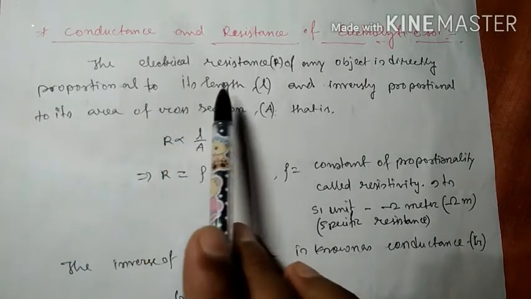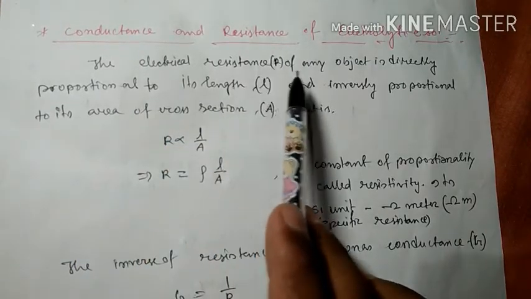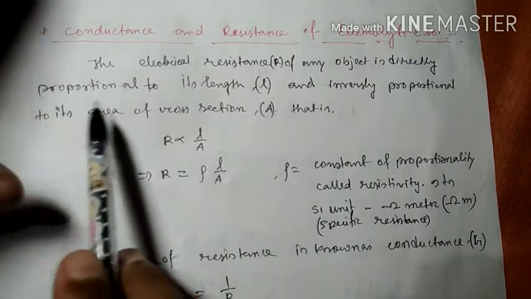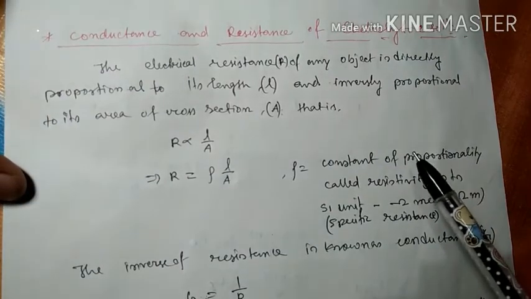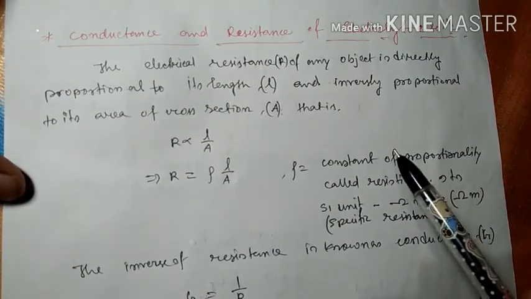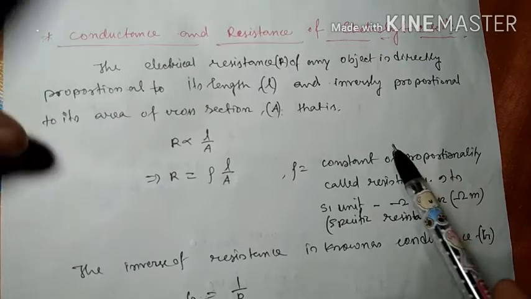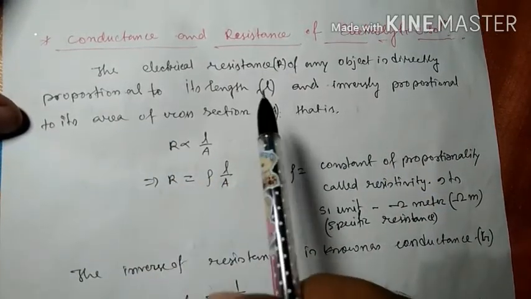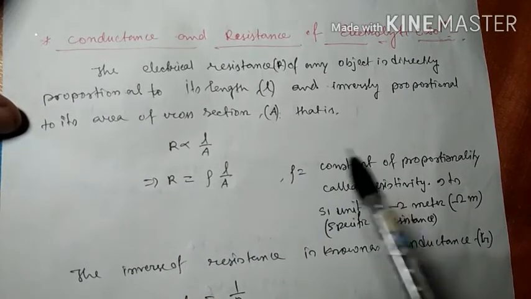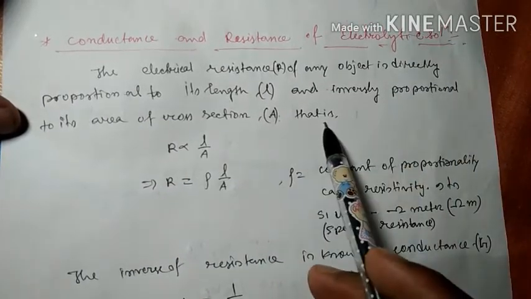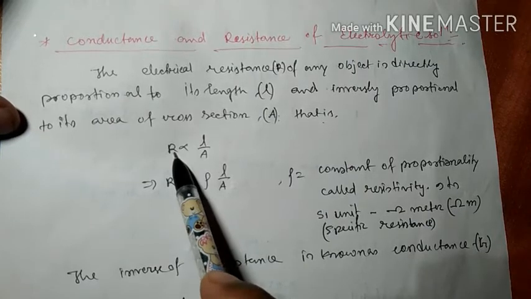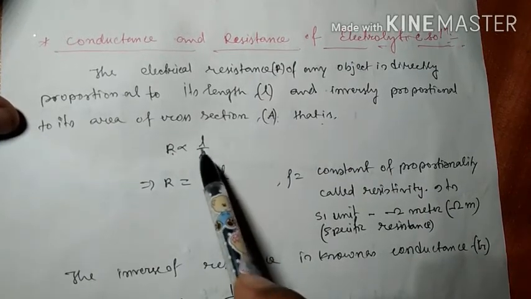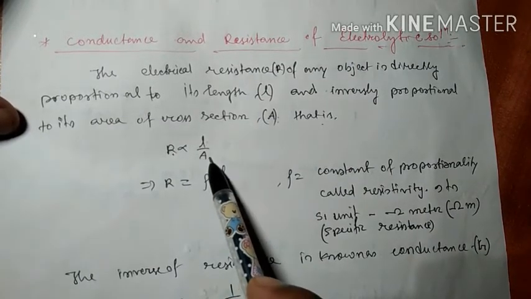The electrical resistance R of an object is directly proportional to its length. That means the more the length, the more the resistance, and it is inversely proportional to the area of cross section. That means how thick the object is. So resistance is proportional to L by A. L is directly proportional, A is inversely proportional.